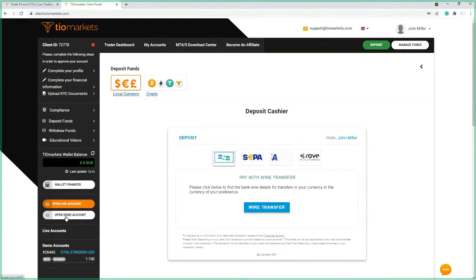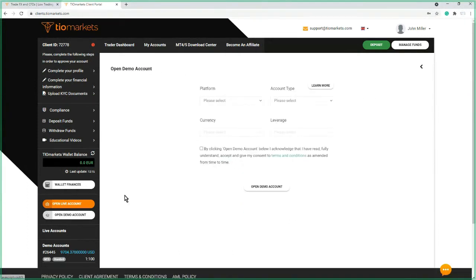Okay, let's go to open a demo account. Now the process is exactly the same for the live account, but we are going to stick with the demo because this is all about learning. So it opens up this window where you have platform, account type, currency, and leverage. And here's the first choice you need to make. Is it MT4 or MT5?